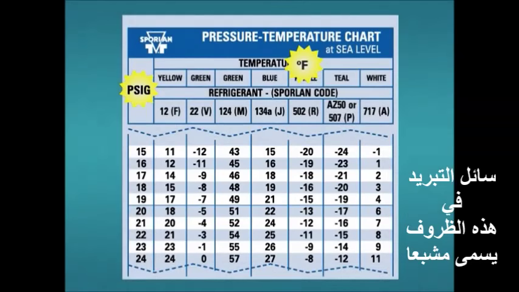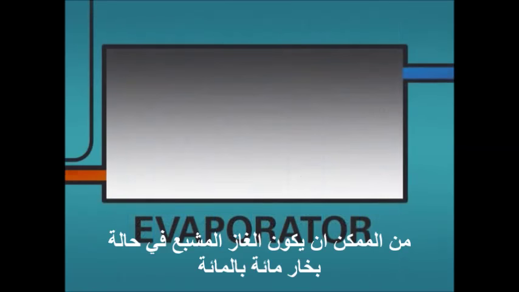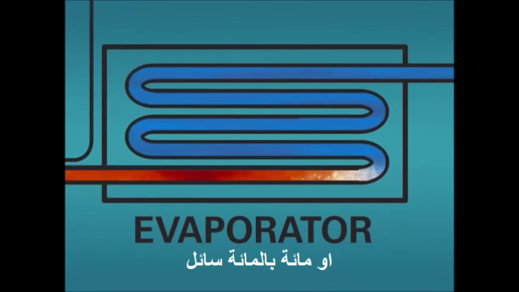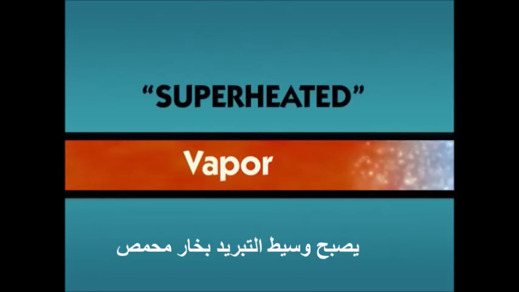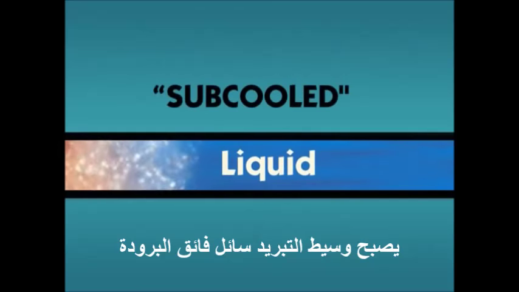Refrigerant at these conditions is referred to as saturated. Saturated refrigerant can be 100% vapor, a mixture of liquid and vapor, or 100% liquid. At temperatures above saturation, the refrigerant becomes superheated vapor. At temperatures below saturation, the refrigerant becomes subcooled liquid.